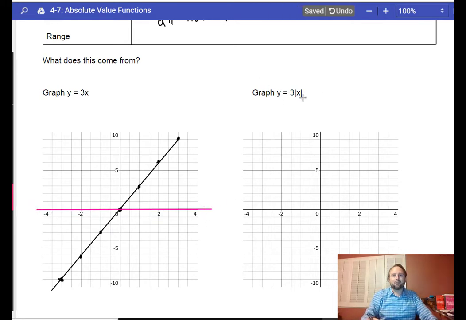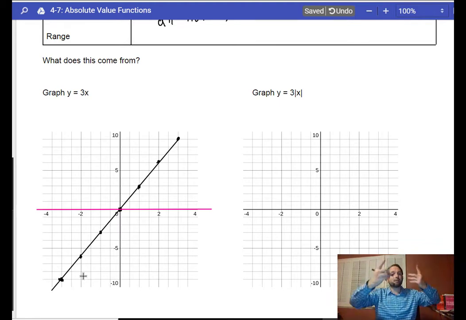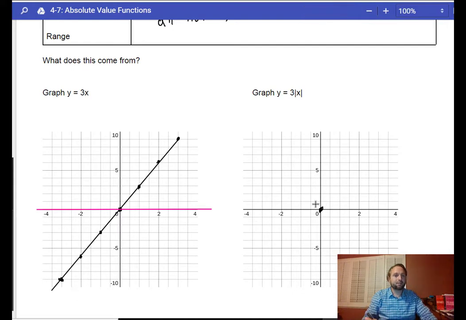In the absolute value of y equals 3 times the absolute value of x, we get this graph, but everything's going to be positive. So anything below this line suddenly becomes above it and gets reflected above it. If we plug in 0, 0 times 3 is 0. If we plugged in 1, 1 times 3 is 3. If we plugged in 2, we get the same result.